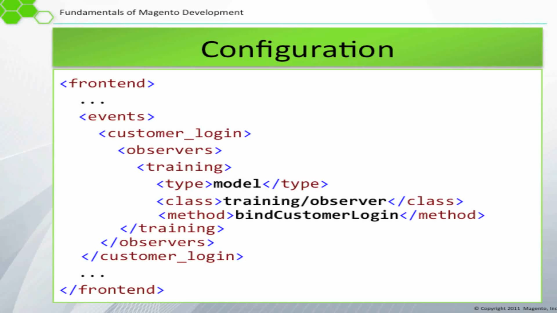So, quick review. Area, events, that's just the opening structure. Then the next level under events are the actual events themselves. So in that dispatch event call, that string is the node. Inside each of those nodes, you specify observers. And then inside observers, you need only specify something that is unique.